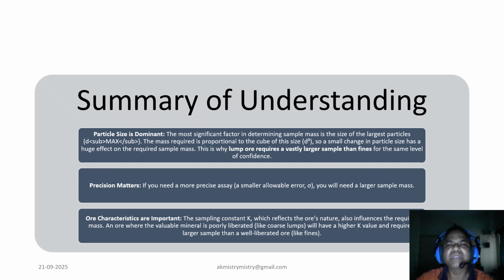In conclusion, small samples can make or break multi-crore decisions. Understanding the science behind sampling, especially Gy's formula, helps us avoid costly errors and ensure that our assays truly reflect the ore's value.